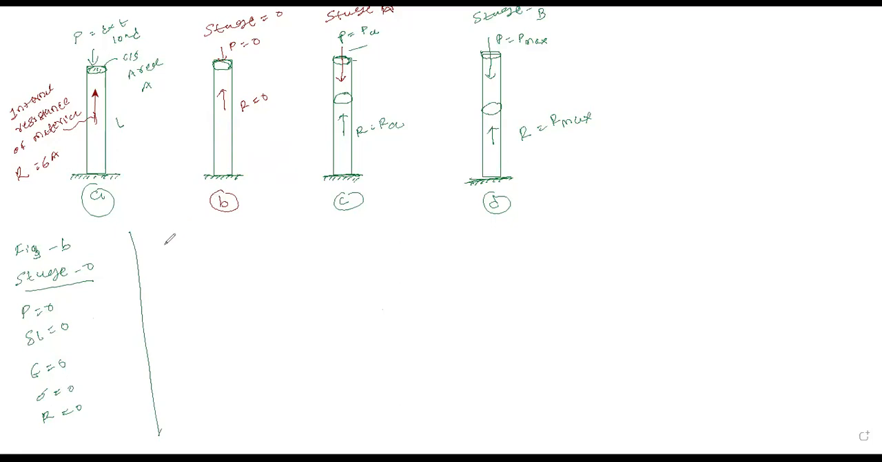Similarly for stage number A. Stage number A is somewhat of an intermediate condition. At that point, what is your load? P equals to PA. Yes or no? Please, students, participate in lecture.